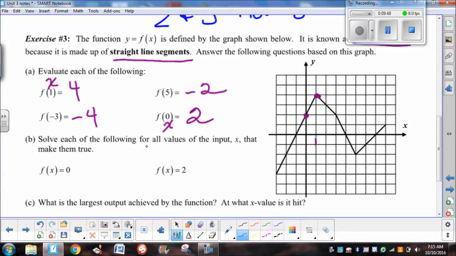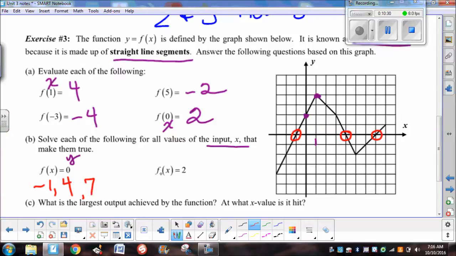Now it says solve each of the following for all values of the input x that make them true. So again, we're sort of working backwards. We're looking for the x value now that gives us an output or a y value of 0. So where are all the y values 0? Okay? The y values that are 0 are here, here, and there. So what are those x values? The first x value is -1. The second x value right here is 4. And the third one is 4, 5, 6, 7.